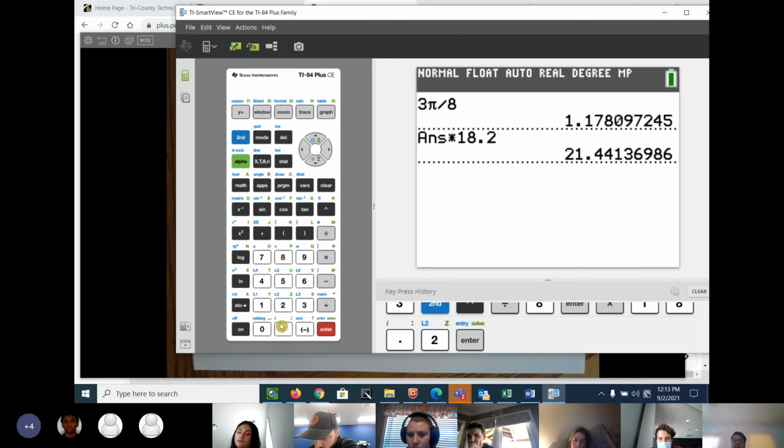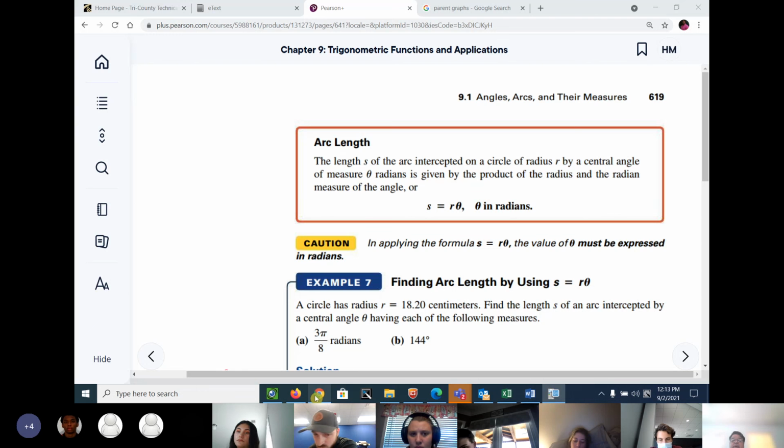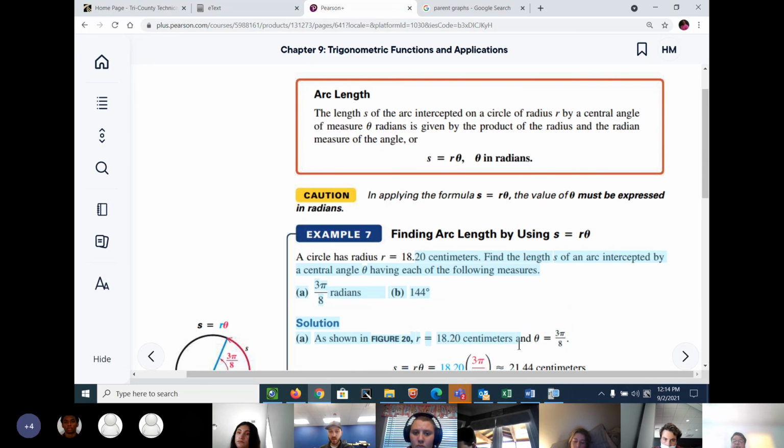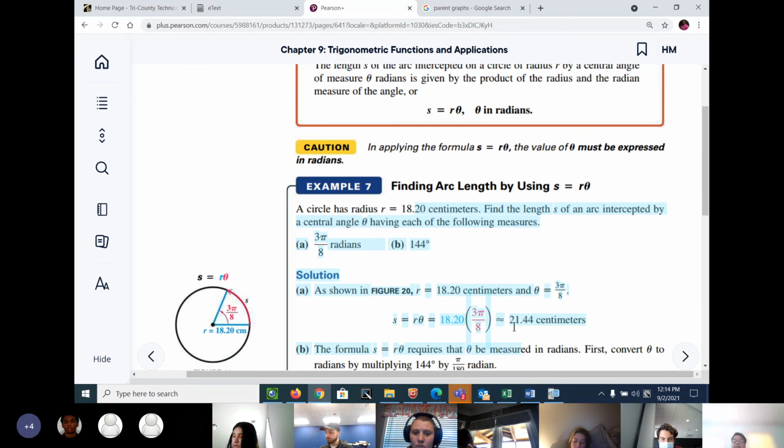21.44136986. Let's see what the directions say. Find the length. Doesn't say. I would assume since the 2 and the 0 is to the 100th, I'm going to go to the 100th. So 21.44 centimeters. And let's see what they got. Look there. It's a miracle. They got 21.44 centimeters.